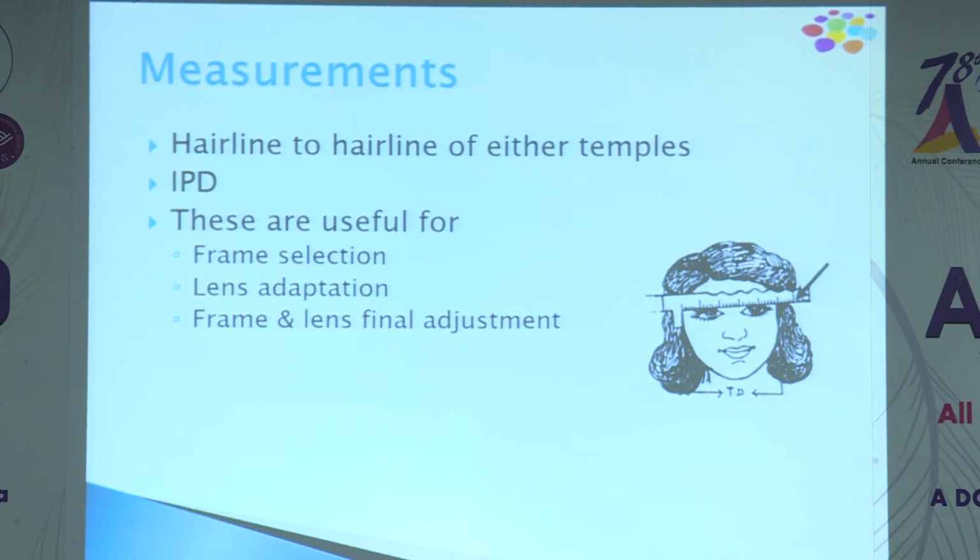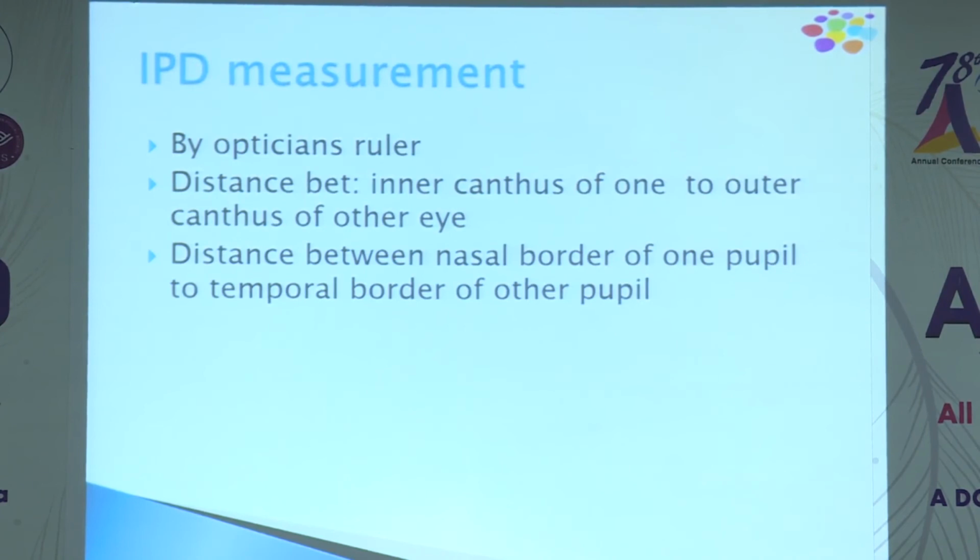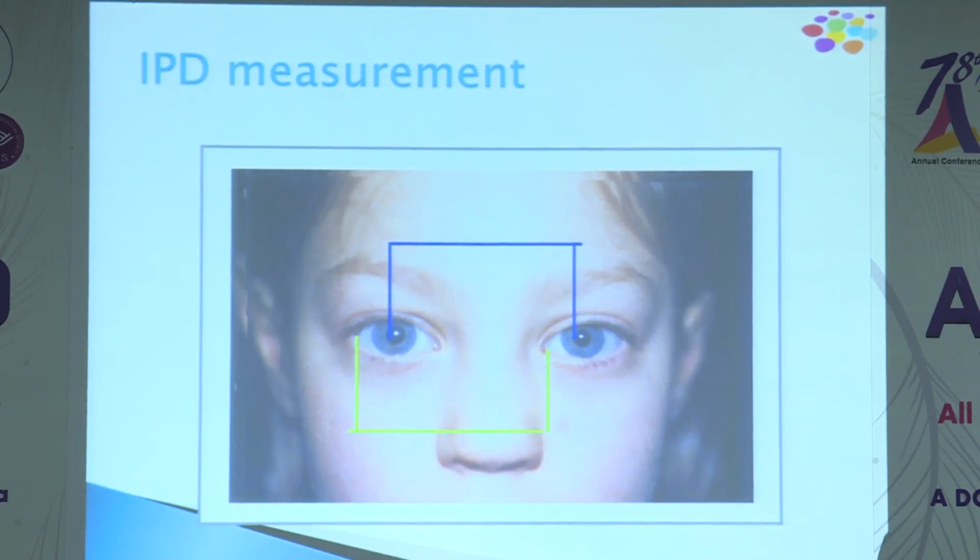This will be useful for the frame selection, lens adaptation, and frame and lens final adjustment. IPD can be measured in different ways, but a good optician will measure it without many instruments. We can put the frame on and he can mark it very well. And the distance between the inner canthus and outer canthus.